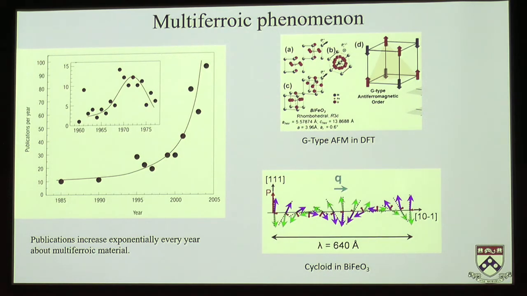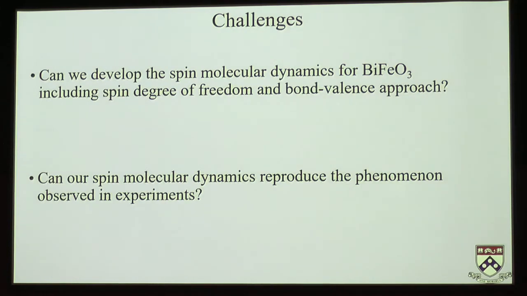But experiments found that bulk bismuth ferrite has a spin cycloid with a period of around 64 nanometers. This is a difference between DFT and experiments. Of course, DFT cannot go to 64 nanometers, so we need to develop another cheap method to see the spin cycloid. Here are the two challenges. Can we combine the spin degree of freedom in our bond valence molecular dynamics simulation? The second challenge is, can our simulation give the correct spin pattern in this material?